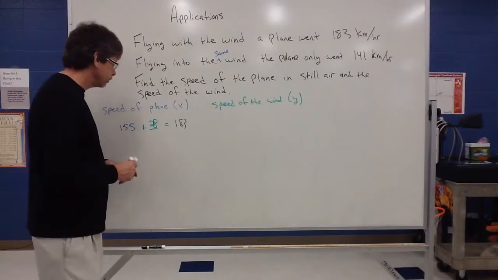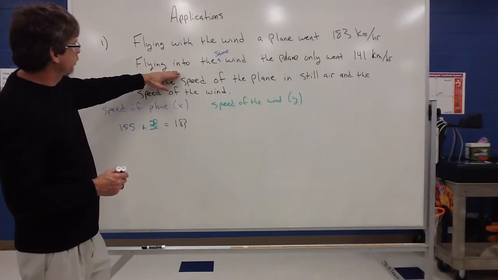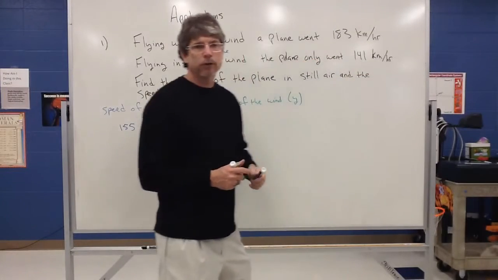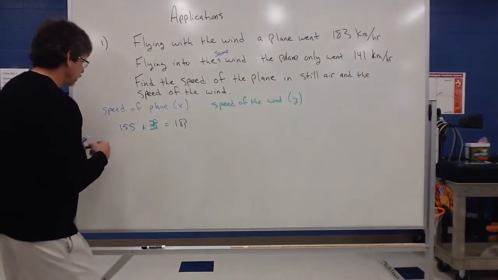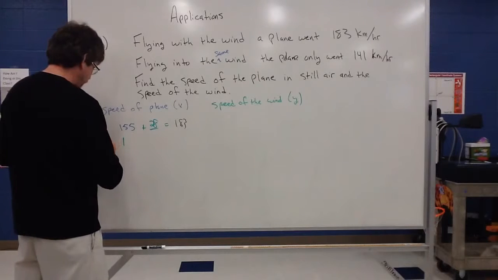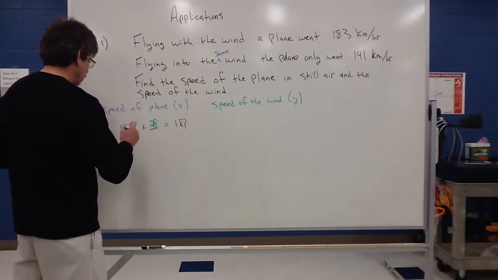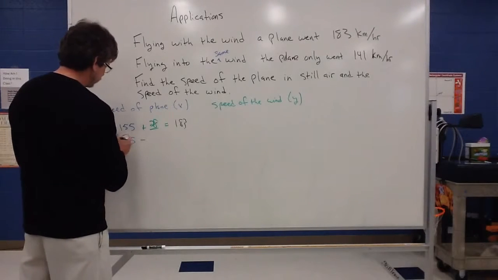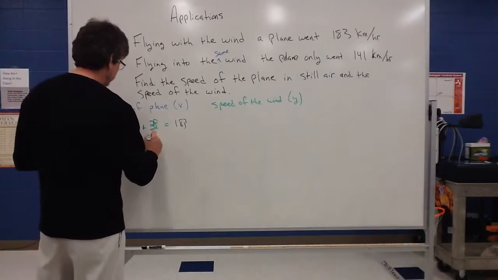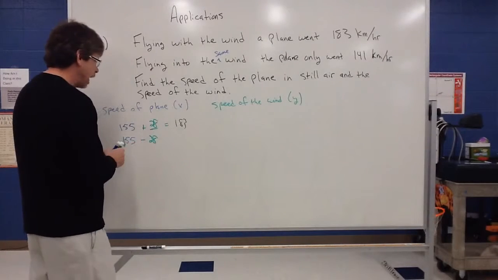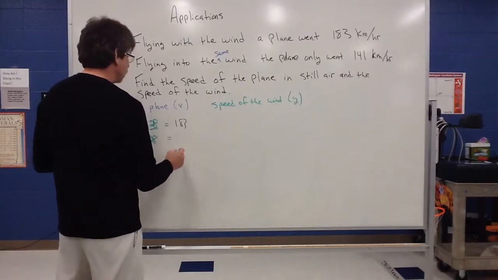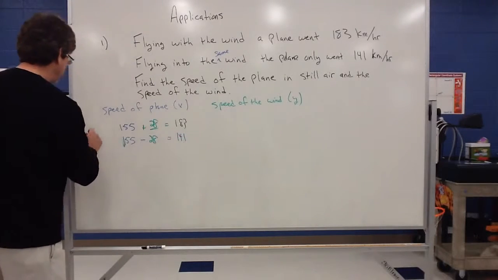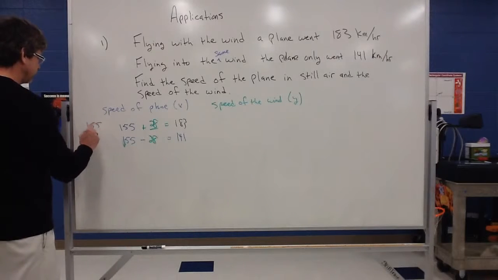Here's the catch though. Flying into the same wind, my plane only went 141 kilometers per hour. In other words, if I was going 155, let me put that in blue again, 155 minus this 28, that would have to give me 141. I don't think that's happening. 155 take away 28.